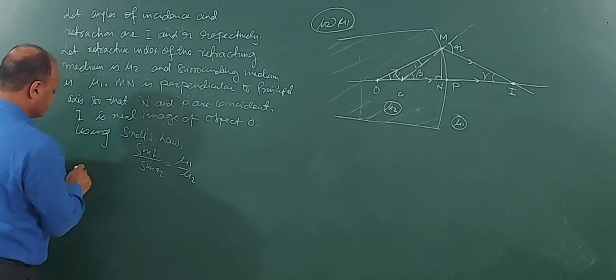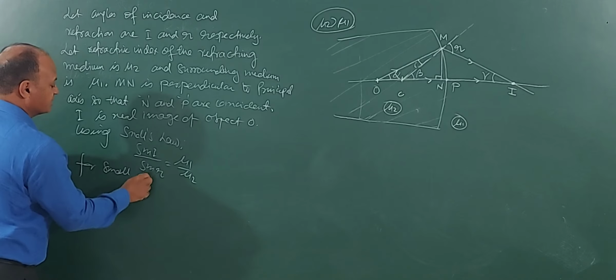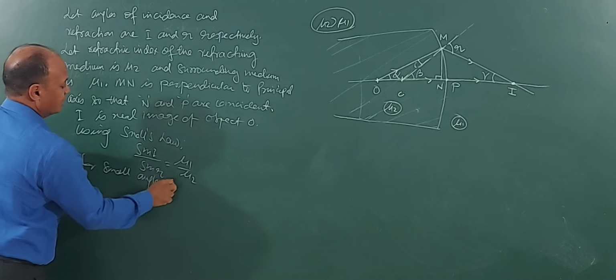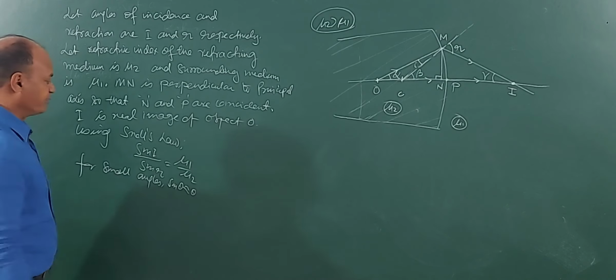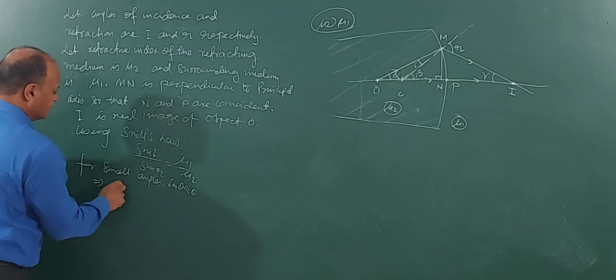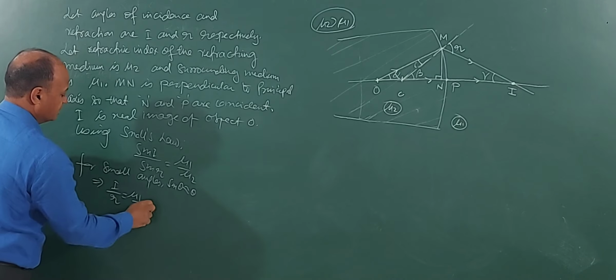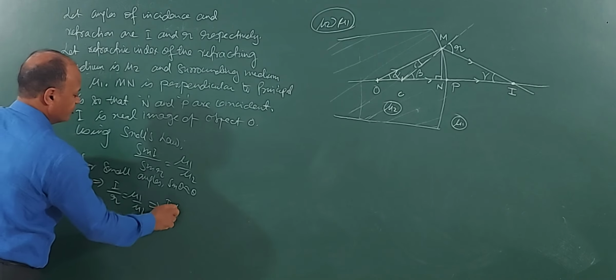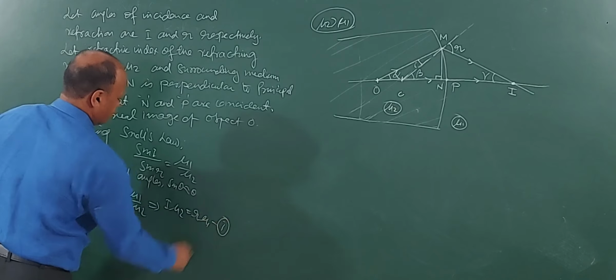Again, like before, for small angles, sin theta is nearly equal to theta. Same approximation that we used before. Then i by r will be equal to mu1 by mu2, which implies that i mu2 is equal to r mu1. This is equation 1.